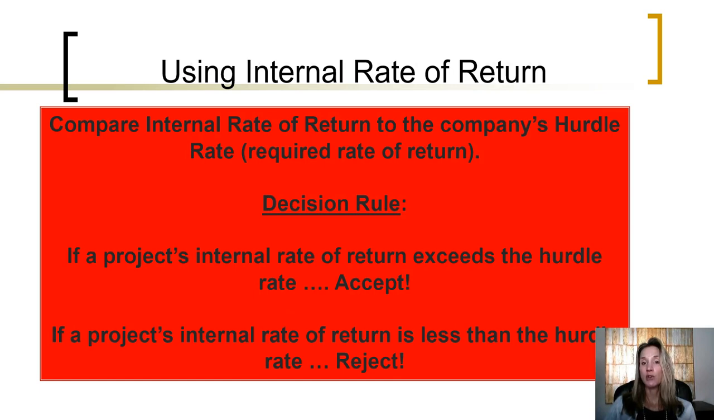So comparing the internal rate of return to the company's hurdle rate, or the required rate of return, the decision rule would be, if a project's internal rate of return exceeds the hurdle rate, we would accept that project. However, if the project's internal rate of return is less than the hurdle rate, that project would be rejected as an option.